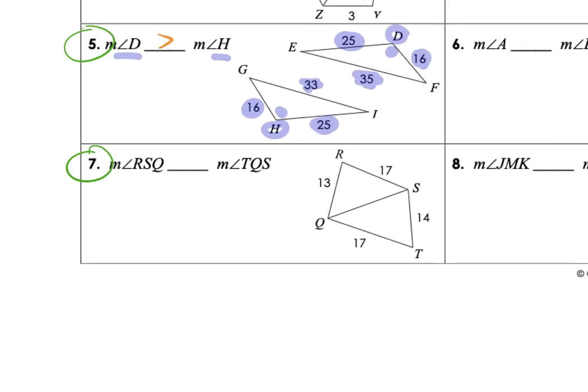Number 7, who wants it? Anybody want number 7? Cece wants it. What'd you get? RSQ is less than. RSQ is less than. So RSQ is this angle, and then TQS is this angle. So you have a 17 that corresponds to a 17. You have a reflexive side related to a reflexive side. So across from this and across from that, this side is bigger, which means that that second angle is bigger. So RSQ is less than TQS.